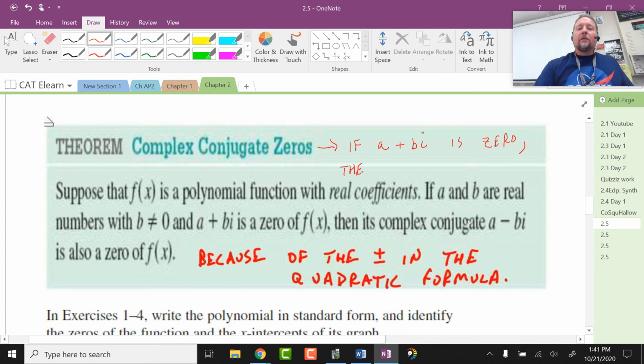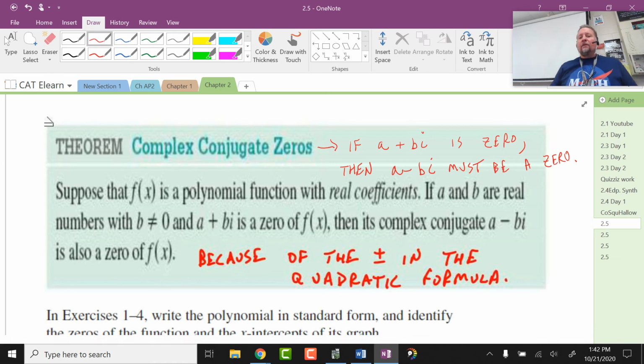Then a minus bi must be a 0. They must come in conjugate pairs. Now there's other stuff in here, like it's only if the polynomial has real coefficients. That's the only polynomials we deal with. So that's for sure part of it. And it really is because of the quadratic formula and that plus minus part when you're solving quadratics.